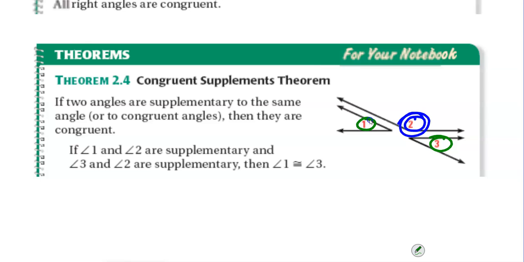So you can see if 1 and 2 are supplementary, and 3 and 2 are supplementary, then 1 and 3 have to be congruent. If we subtracted angle 2 from 180, we would get that same number regardless. So that is the congruent supplements theorem.